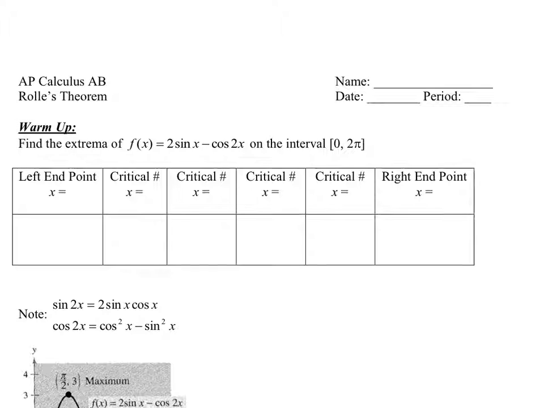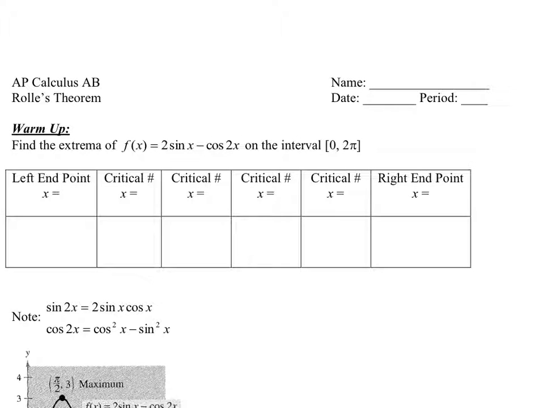All right, so here in lesson 26, what I want to start off with is a quick review of the type of thing that we did on Monday. Finding the extrema of a function on an interval. So here we have the function f of x equals 2 sine x minus cosine of 2x. And our interval that we're working with is the interval from 0 to 2 pi.